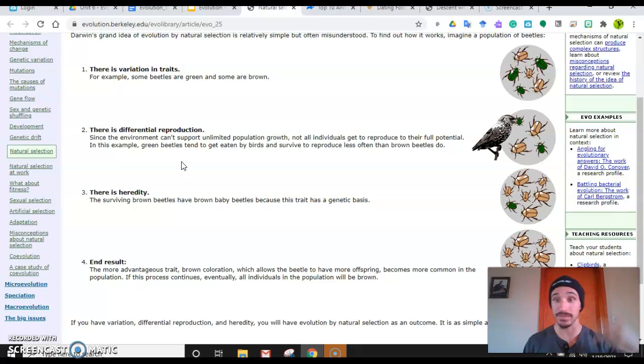And now we have the heredity aspect, the genetic aspect, the DNA. The surviving brown beetles are going to produce brown baby beetles. And this trait has a genetic basis. And the end result is the more advantageous trait, brown coloration, which kept the beetle from getting eaten, becomes the color of all the beetles over time, as the environment, which the predator bird is included in, selects the brown color.